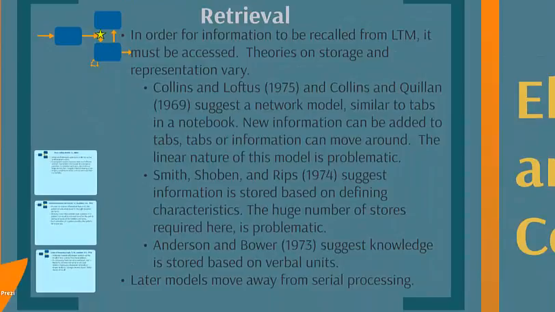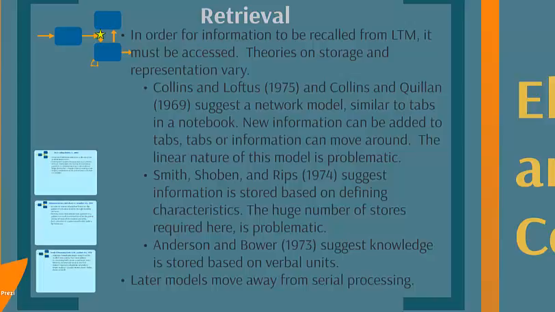Retrieval. In order for information to be recalled from long-term memory, it must be accessed. Theories on storage and representation vary. Collins and Loftus and Collins and Quillian suggest a network model similar to tabs in a notebook. New information can be added to the tabs. Tabs or information can move around. The linear nature of this model is problematic.